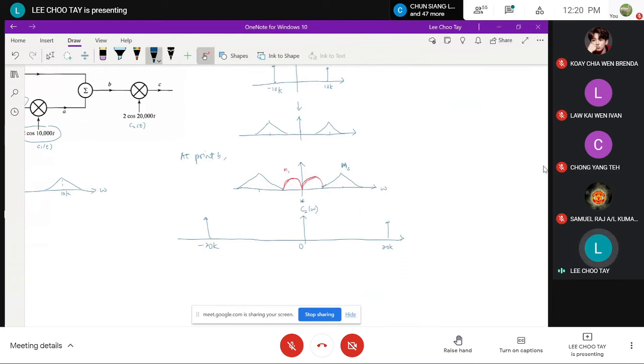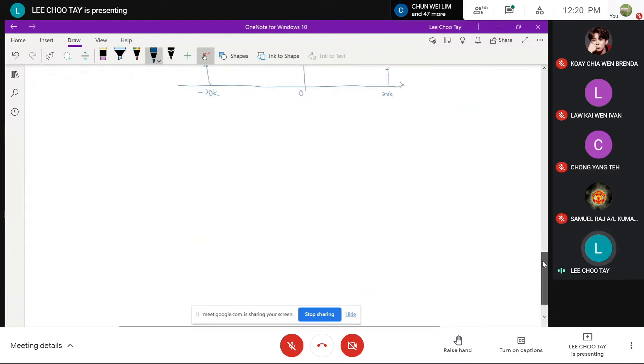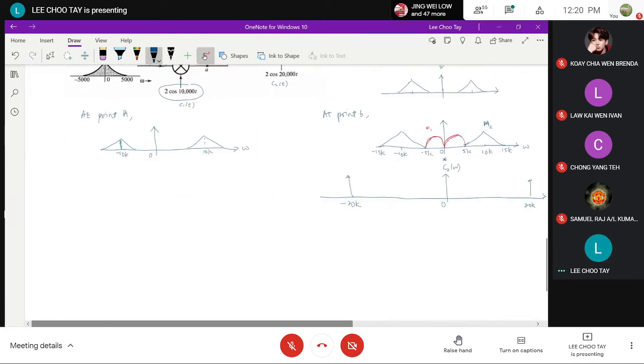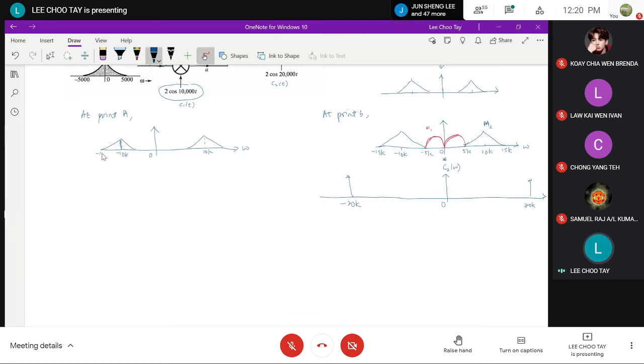When I convolve these two, it means I shift this entire spectrum, instead of centered at 0, to 10K and minus 10K. Let me jot down: this is 5K, minus 5K, so this is 15K and minus 15K. I think I fill up this as well; you can copy later on. So this is minus 15K, minus 5K, 5K, 15K.